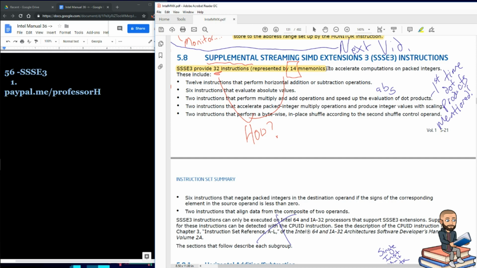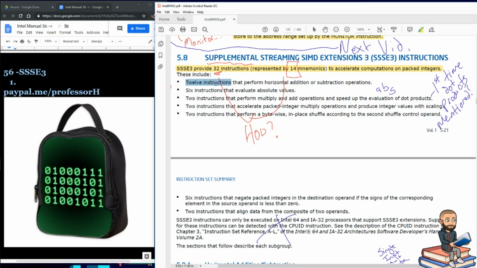And what's the purpose of all these supplemental SSE3 instructions? Simply to accelerate computations on packed integers. So the theme of today is packed. Of these 32 instructions, 12 of them will perform horizontal addition or subtraction. 6 will evaluate absolute values. 2 will perform multiply and add operations and speed up the evaluation of dot products. 2 will accelerate packed integer multiply operations and produce integer values with scaling.